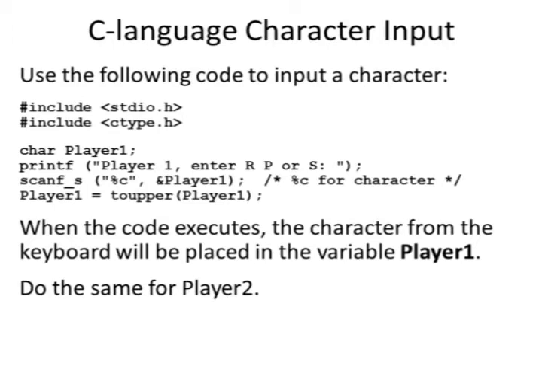Let's take a peek at how the C language does the character input. We need to include stdio.h. I'll define the character data type for player 1 and use printf to output the message "player 1 input R, P, or S." I'll use scanf_s to input the character from the keyboard. It says scanf_s, open parentheses, quote, %c, quote.